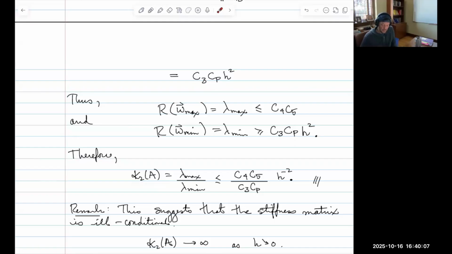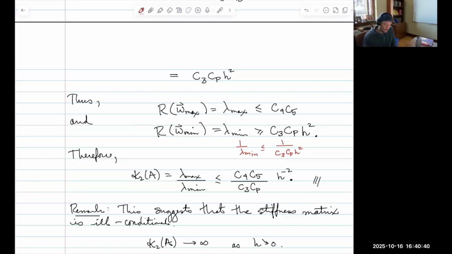The condition number of A is the quotient lambda max over lambda min. So this one I can directly use the upper limit C4, C5. But this guy, what I'm going to do is take a reciprocal. So I can show that if I have a lower bound on lambda min, then I have an upper bound on the reciprocal of lambda min of this type, C_P H squared, 1 over that, right?